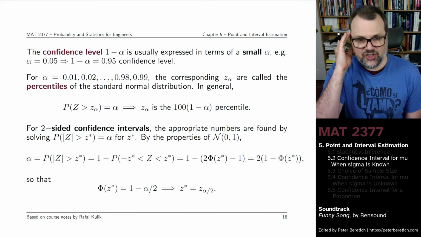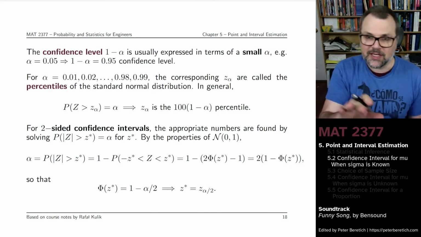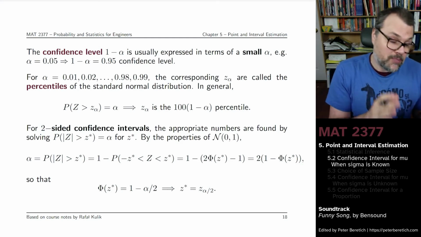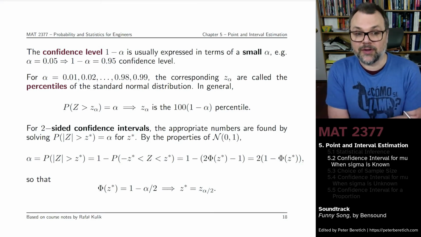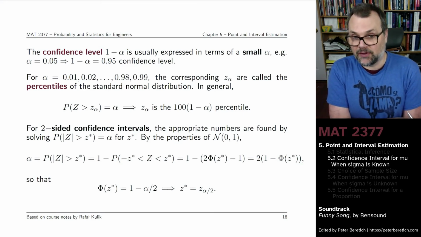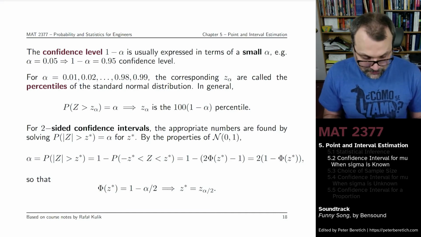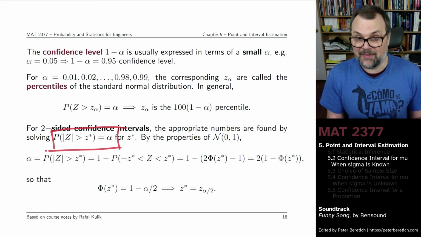So in general, we're going to be building two-sided confidence intervals. Later, when we talk about hypothesis testing, we will see that it's possible that we're going to be interested in one-sided confidence intervals. But for now, we build two-sided confidence intervals. The appropriate numbers are found by solving this expression. And you play basically the same game as before.